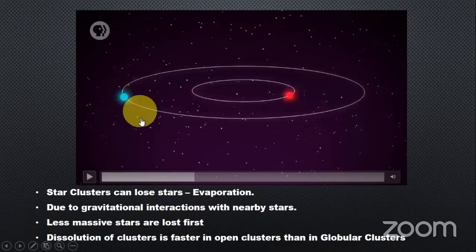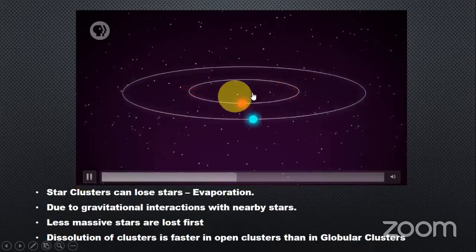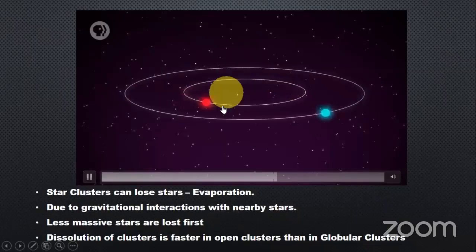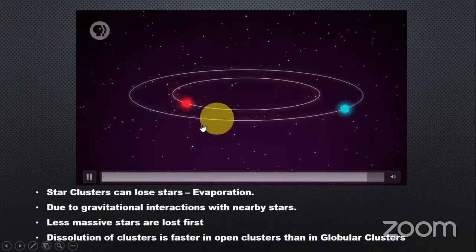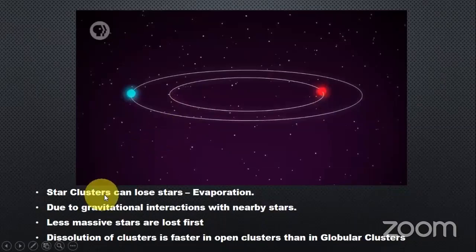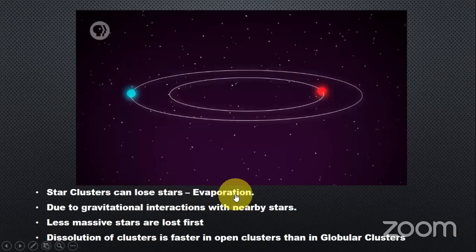However, they are exchanging potential energy, that's changing energy. Okay, so one of the stars is going to be tossed away. That's exactly how stars are lost. So star clusters can lose stars, and that process is called evaporation. This is due to gravitational interaction with nearby stars.